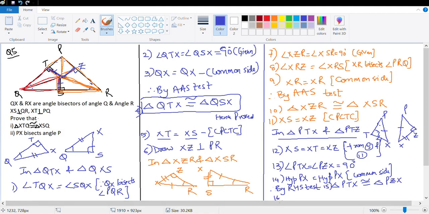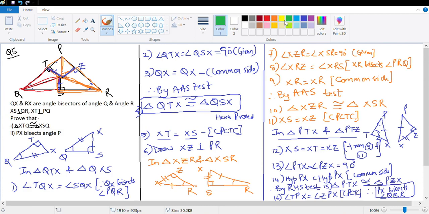Therefore, number 16 would be angle TPX is equal to angle ZPX, CPCTC. Therefore, PX bisects angle QPR. Done. Notice that this question was very interesting.